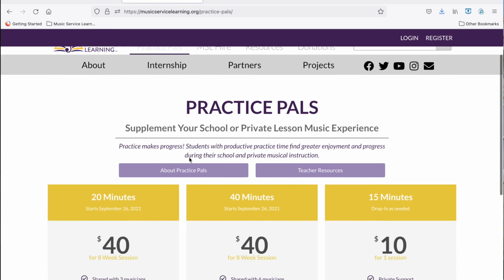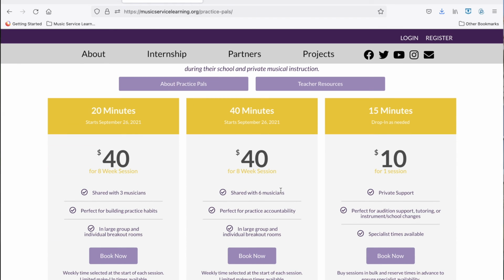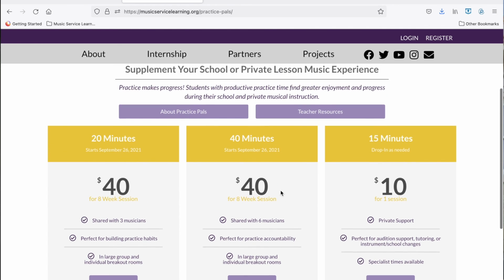Once you register for your session, you will receive a confirmation email and then a follow-up email with all the information you need about logging on to your session.